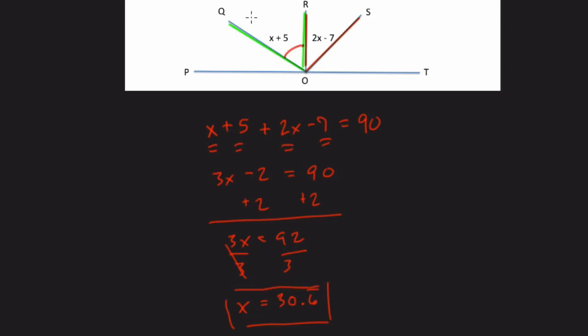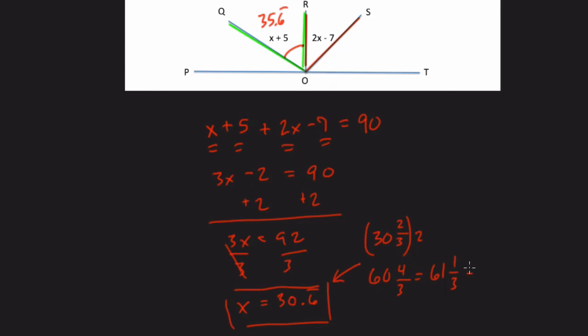x plus 5, well, that's 30.6 repeating plus 5, or 35.6 repeating. Here we have 2 times 30.6 minus 7. So I think of 30 and 2/3, right? I don't like to work with 0.6 repeating. I'm going to double this, so that's going to give me 60 and 4/3. Now 4/3 is 1 and 1/3, so this is 61 and 1/3.